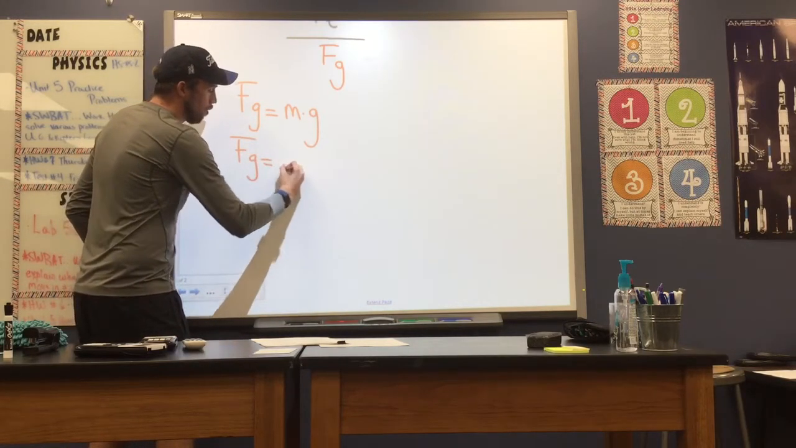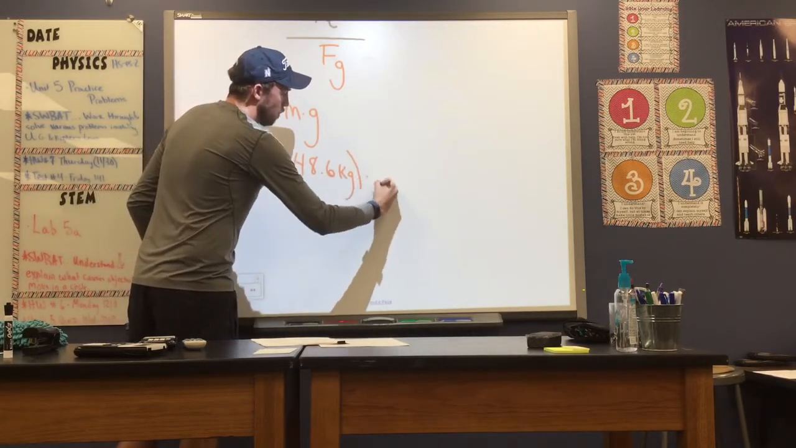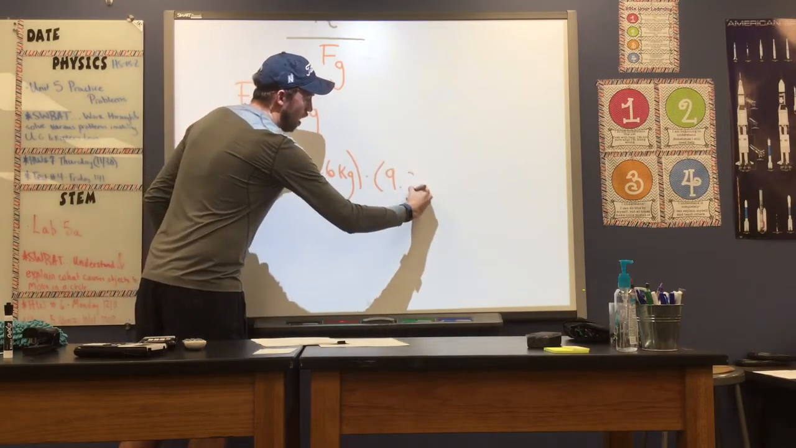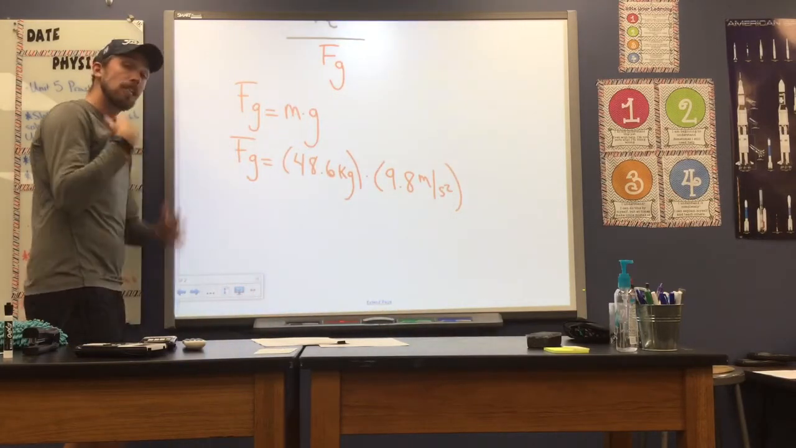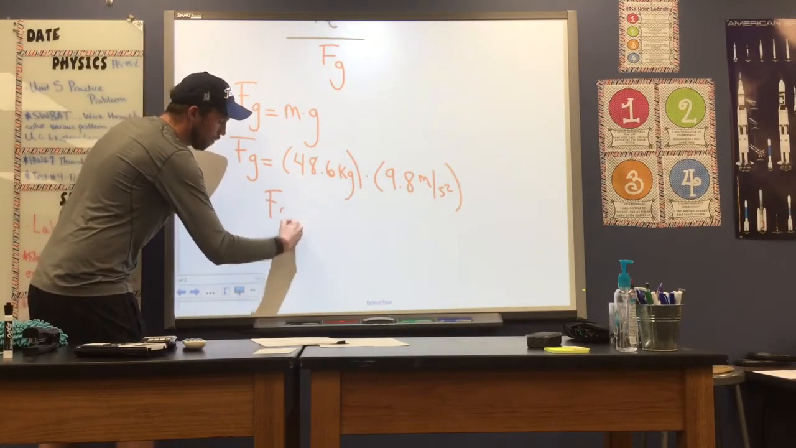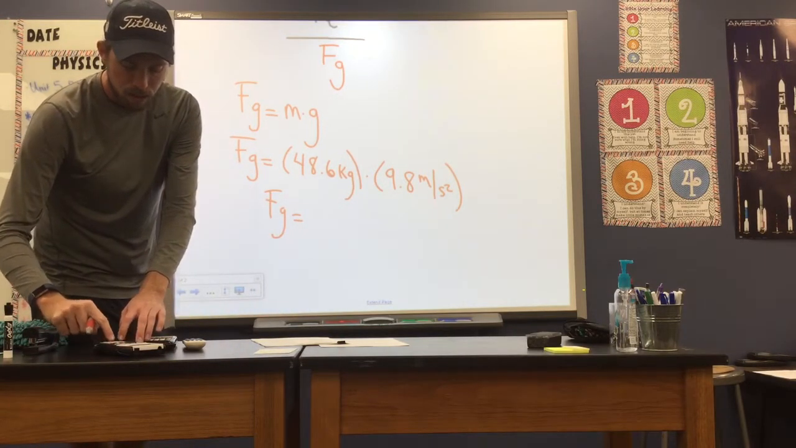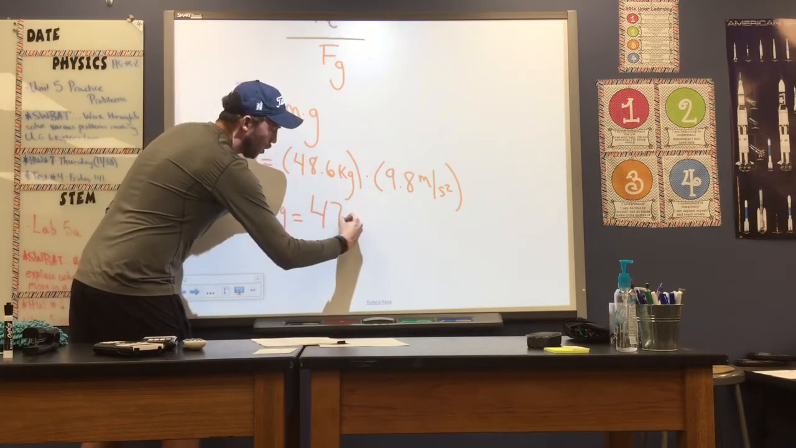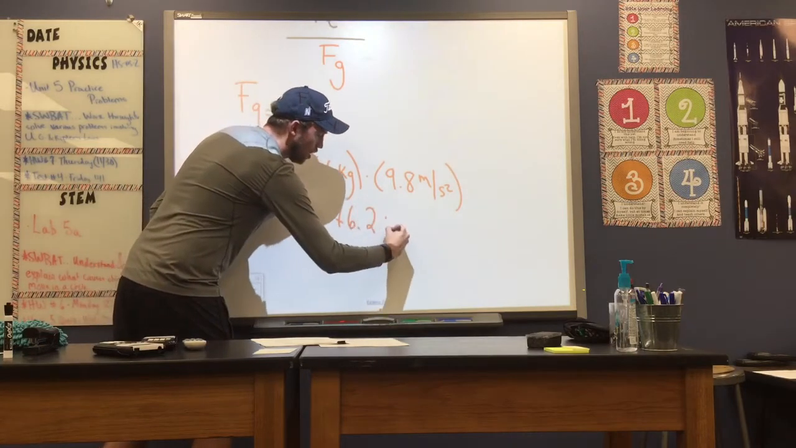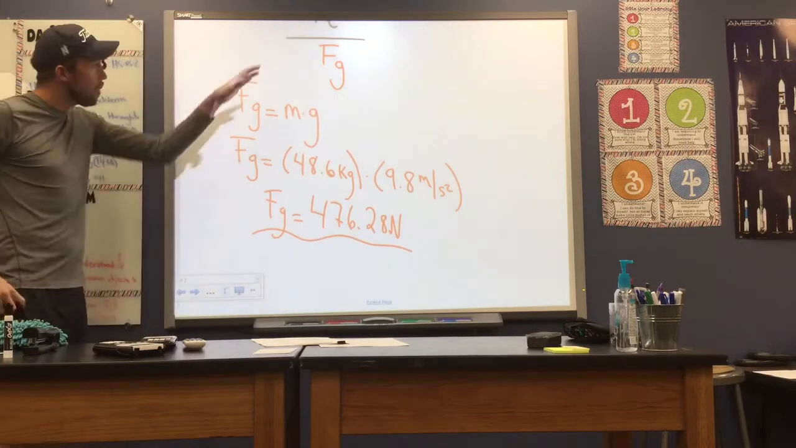So I'll take a moment, plug in what I know. The mass we were given, I believe, was 48.6 kilograms times acceleration due to gravity here on the Earth, which we're given in the problem is 9.8 meters per second squared. So I'll plug these values into my calculator. 48.6 times 9.8. That's going to give me a force of gravity of about 476.28 newtons.